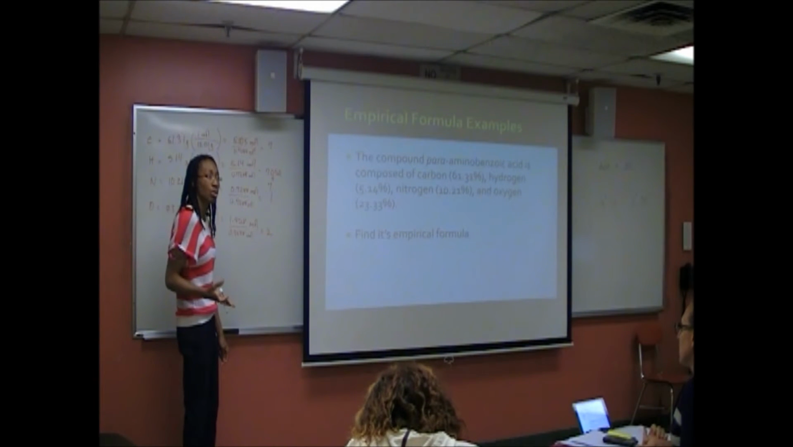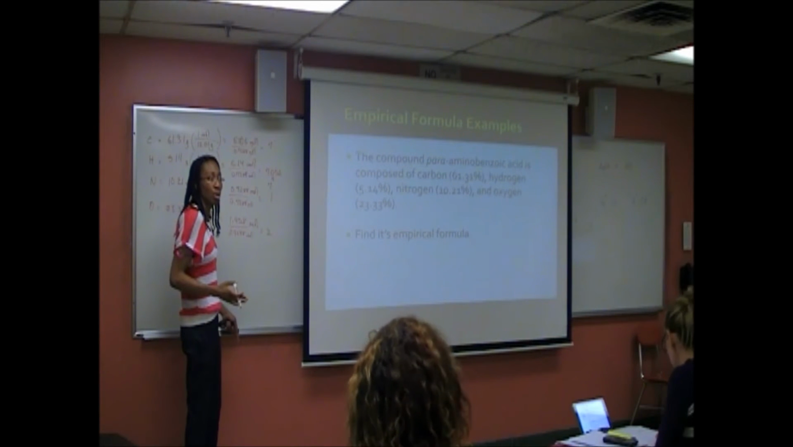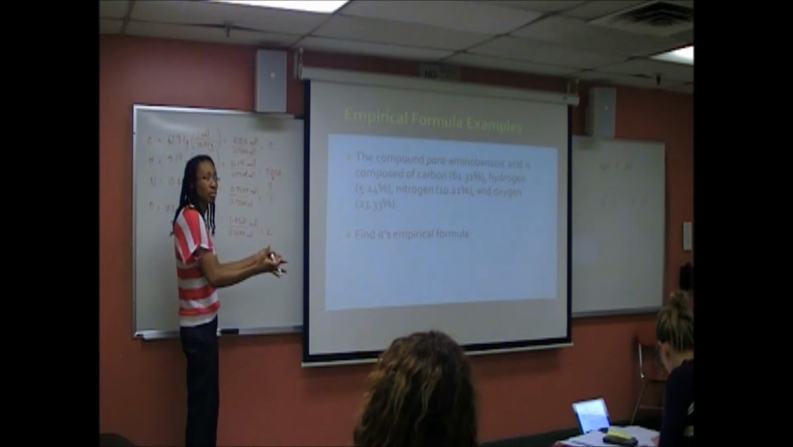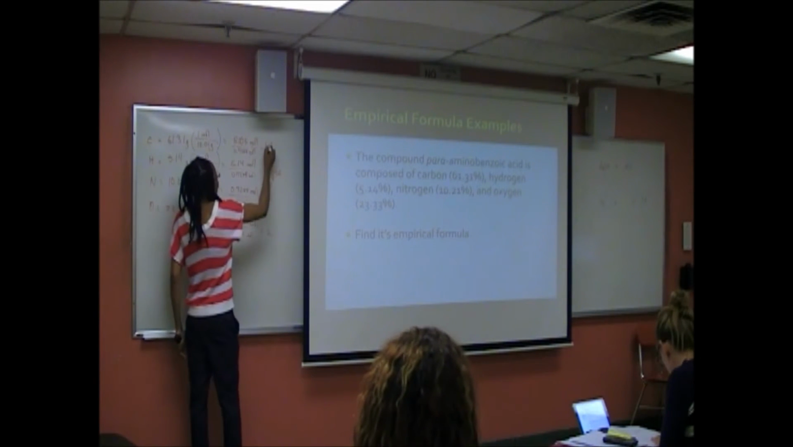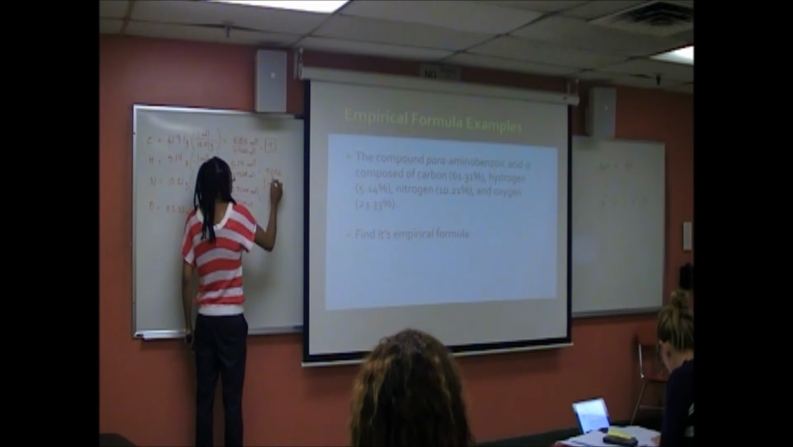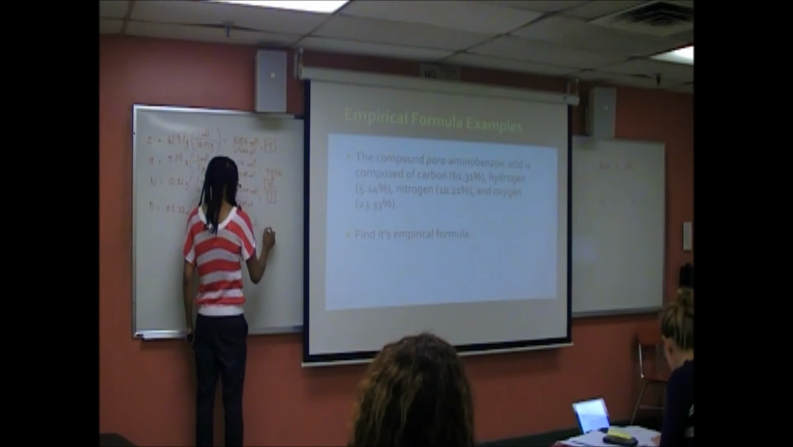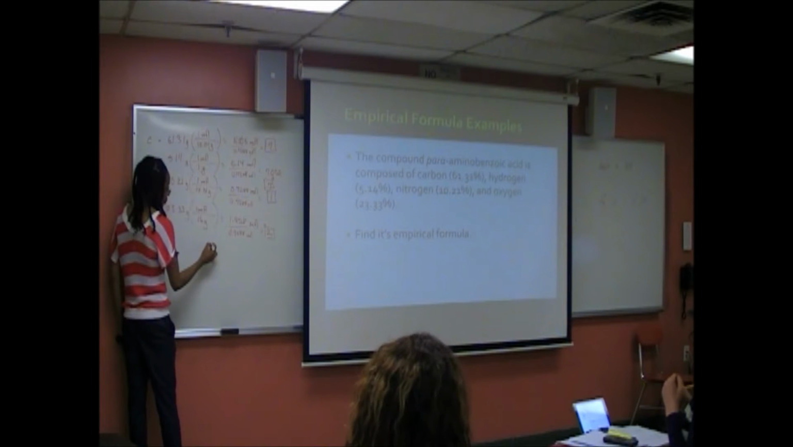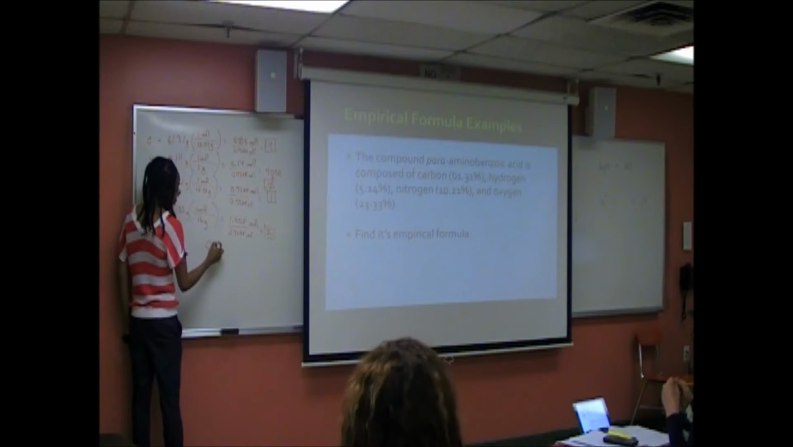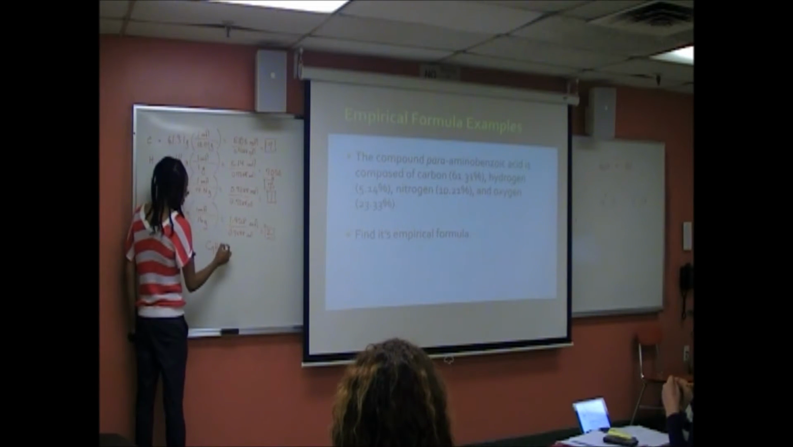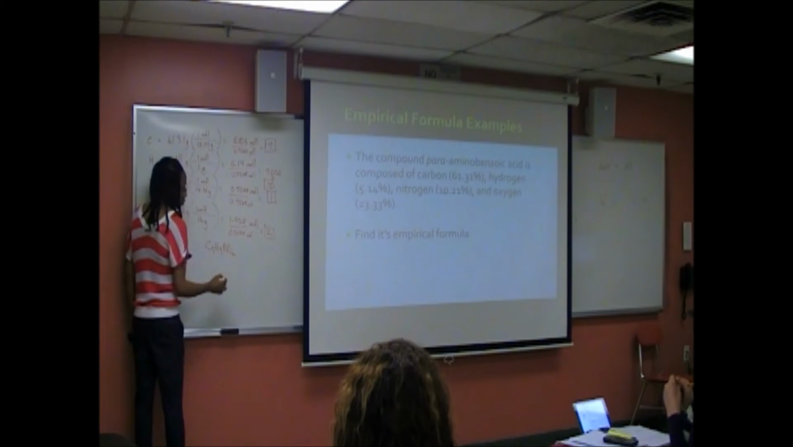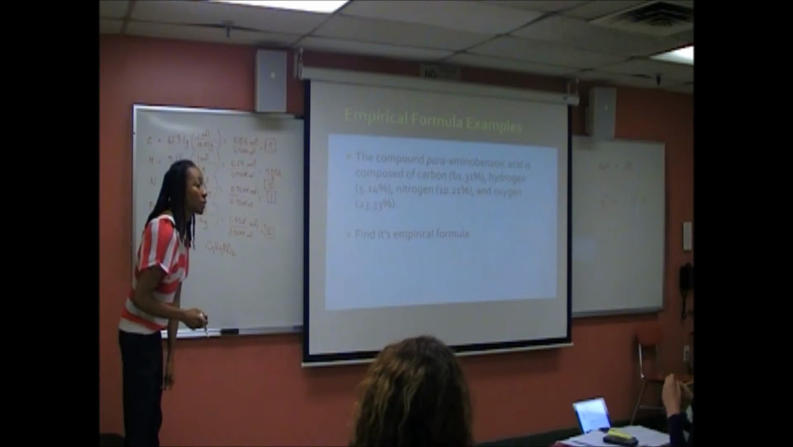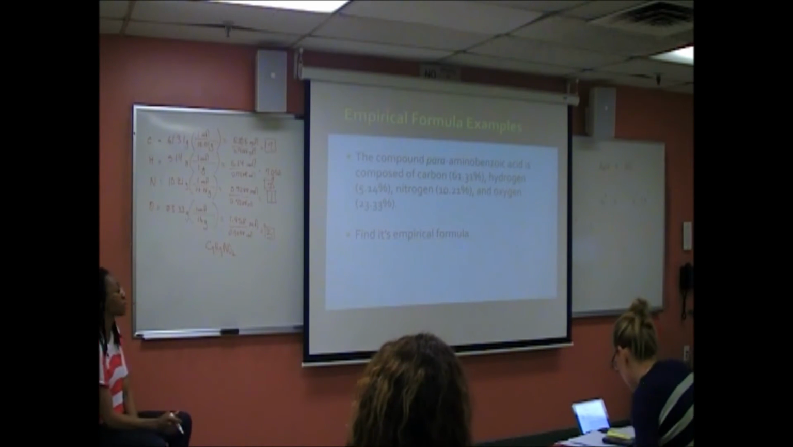So now you have your ratio. What you're going to do now is put your empirical formula together. So you have 7, 7, 1, and 2. What's my empirical formula? C7H7NO2. Do you divide by the lowest or multiply by the lowest? Divide by the lowest number.